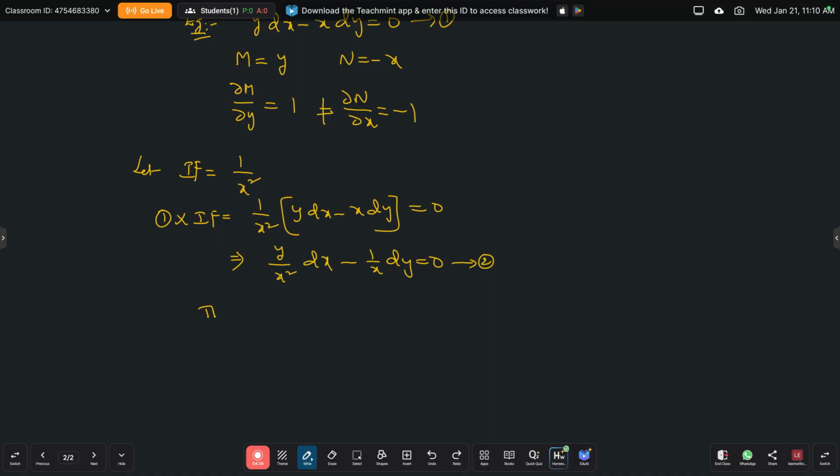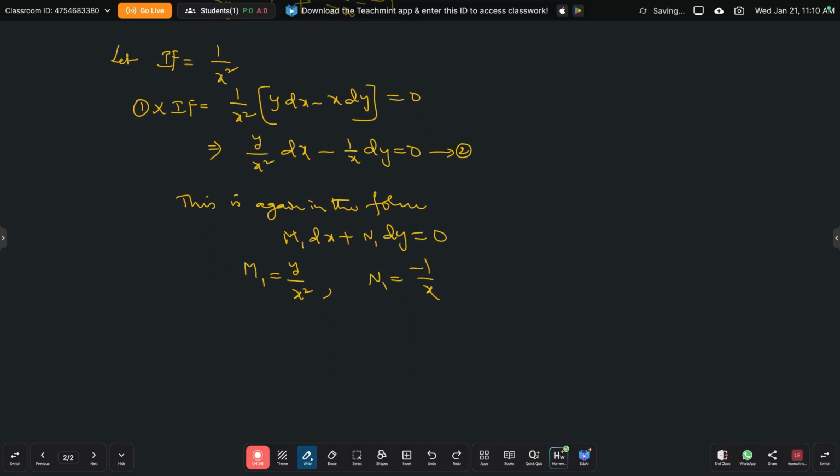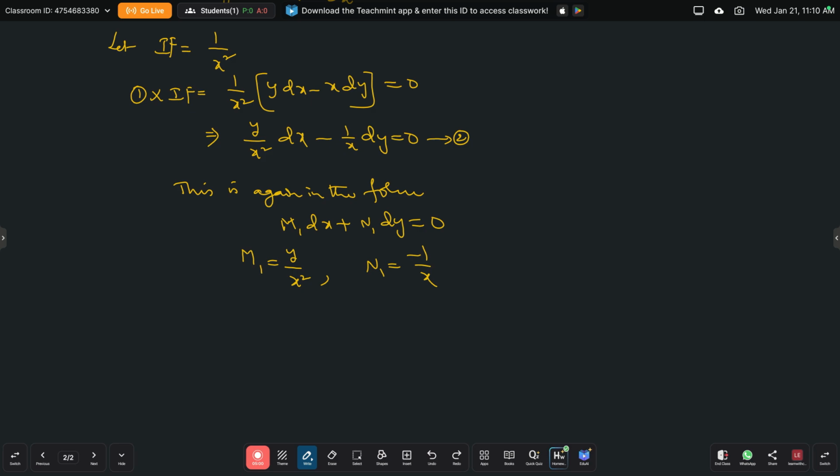Now, as you observe here, this is again in the form M1 dx plus N1 dy is equal to 0. What is M1 here? M1 is y/x². What is N1 here? Minus 1/x. Now let us see whether this satisfies the exact condition or not.